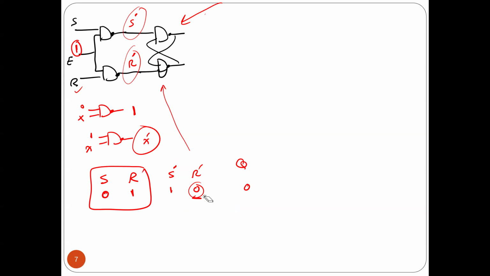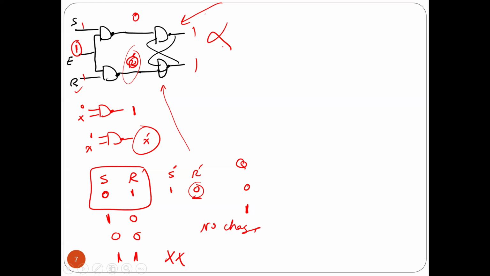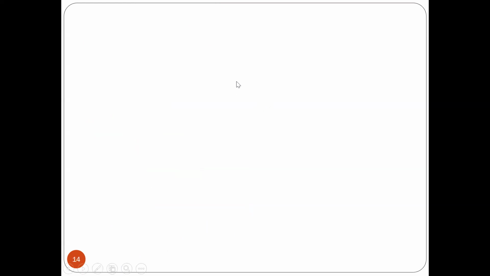Also, if you put 1 and 0 here, Q is equal to 1, okay? The other cases are: when you have 0, 0, it should be no change. Still we have 0, 0, no change. 1, 1 is forbidden, because if you have 1, 1 here, I'm going to have 0, 0 here, and 0, 0 means I will have 1, 1. So this is a forbidden case. Is that okay? Let me go to the slide to show you.